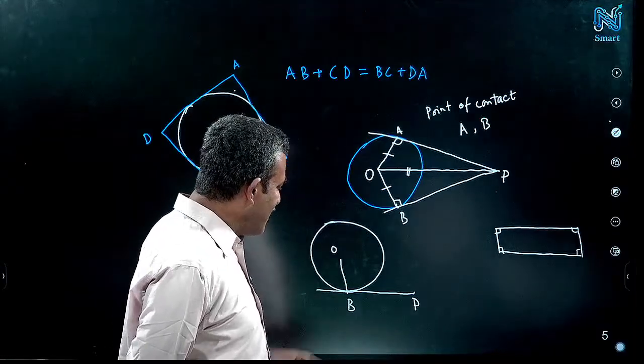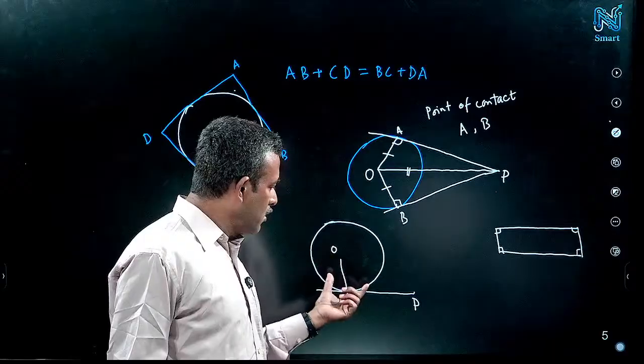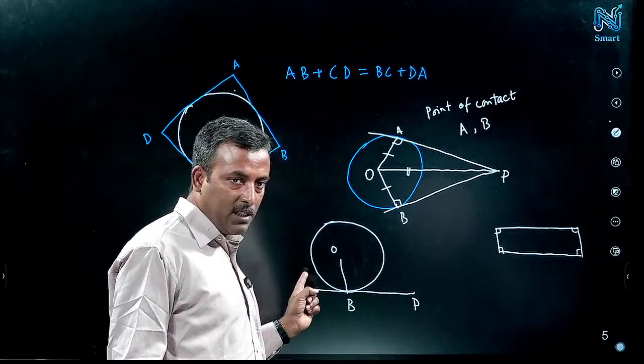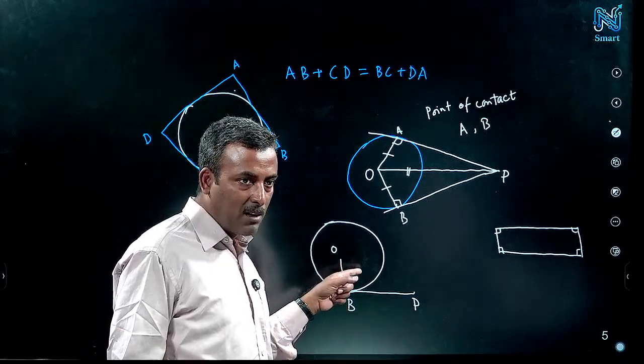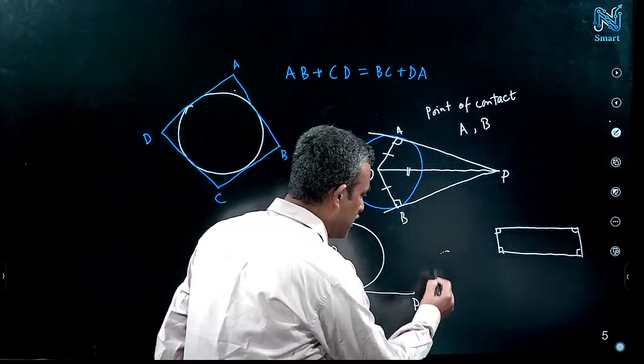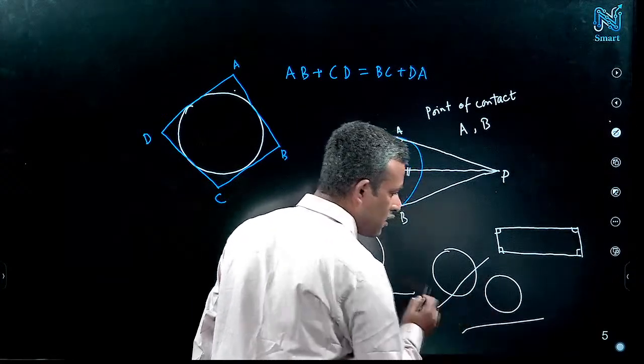Why? Tangent means only one point touches the circle. So the whole tangent has exactly one point touching, which means no point inside the circle, right? This can't be a tangent, and this can be a tangent.